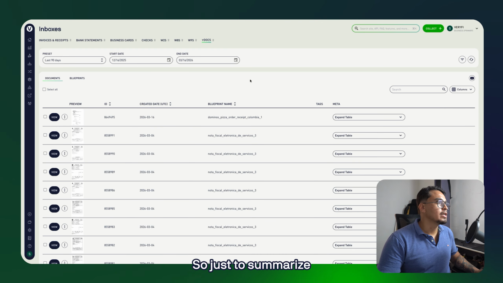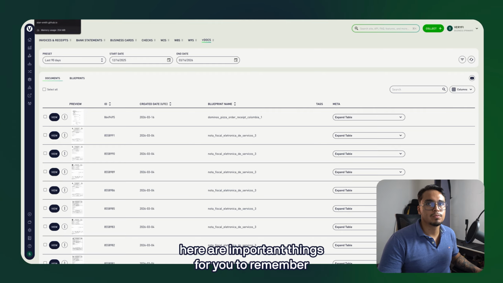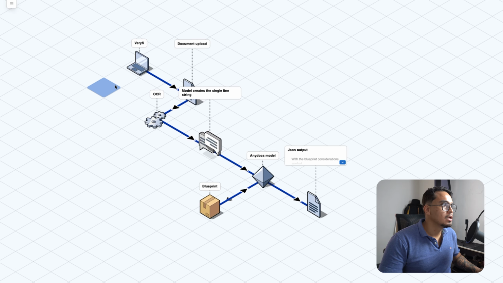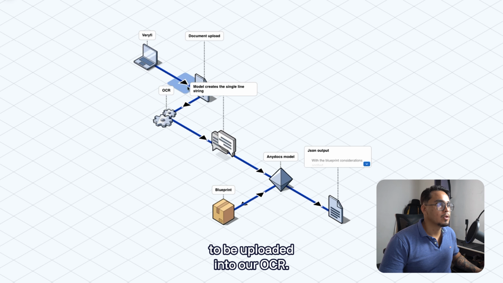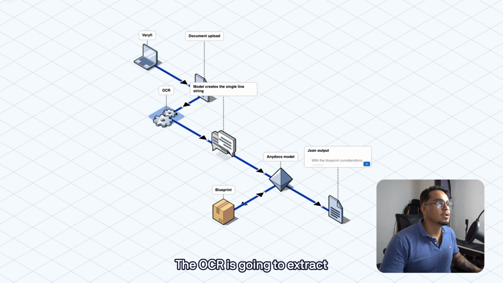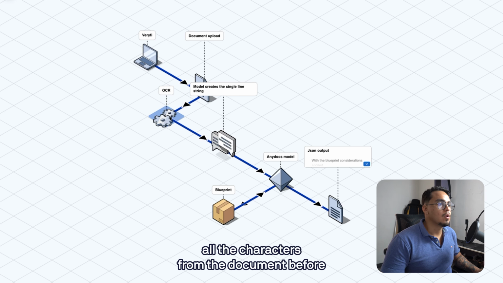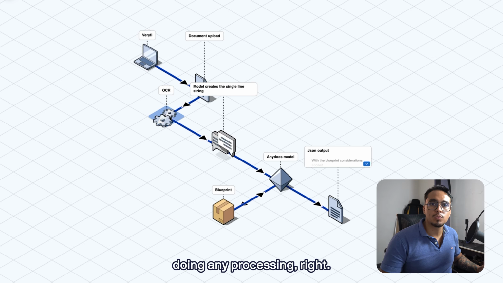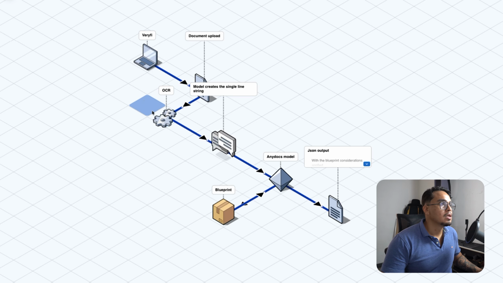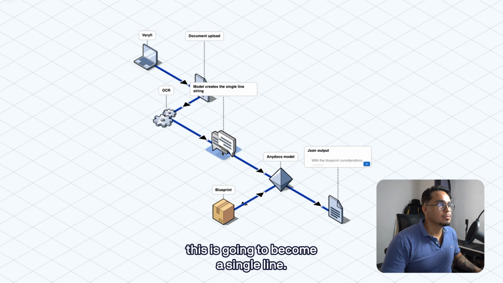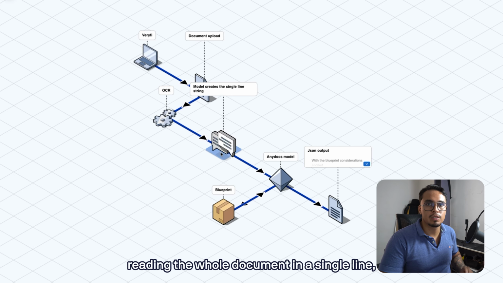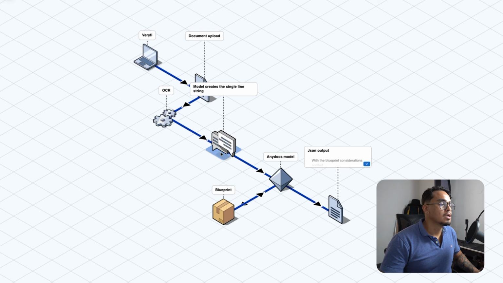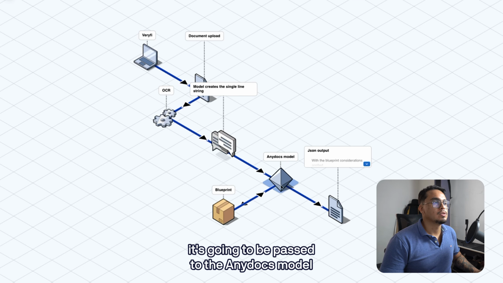So just to summarize, here are important things for you to remember. Whenever you do the first upload, the document is going to be uploaded into our OCR. The OCR is going to extract all the characters from the document before doing any processing, right? Once that is done, this is going to become a single line of characters, like as you were reading the whole document in a single line. And then it's going to be passed to the AnyDocs model.